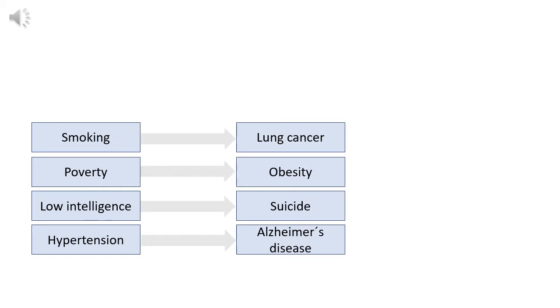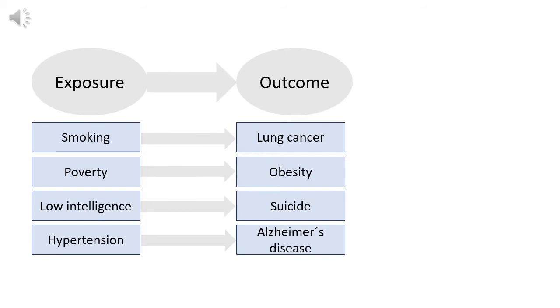An association has two main parts, an exposure and an outcome. The exposure is a potential cause of the disease, or a risk factor, or a protective factor. The outcome is usually the disease which interests us.